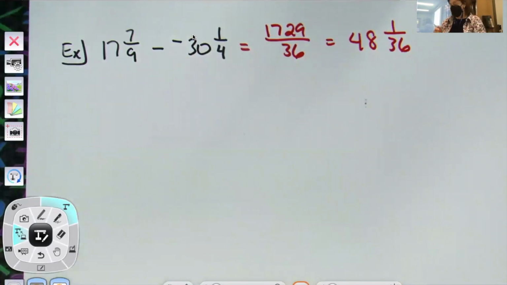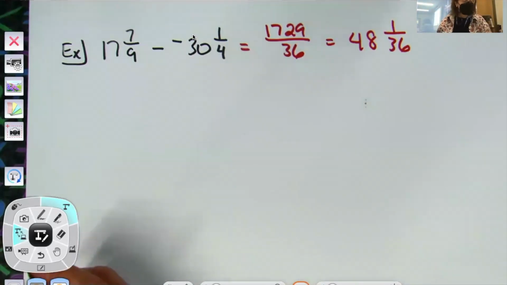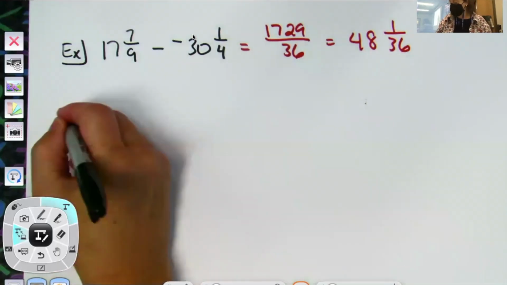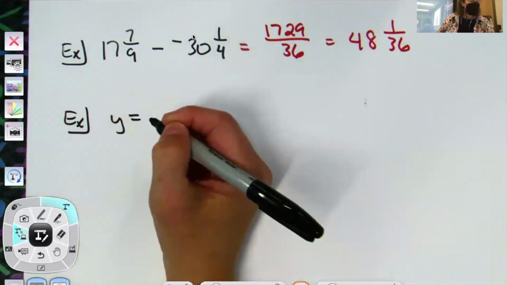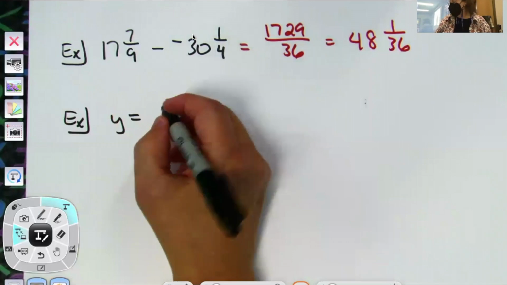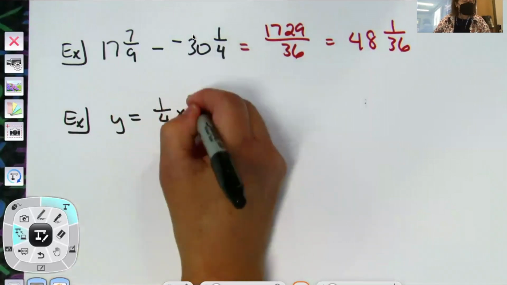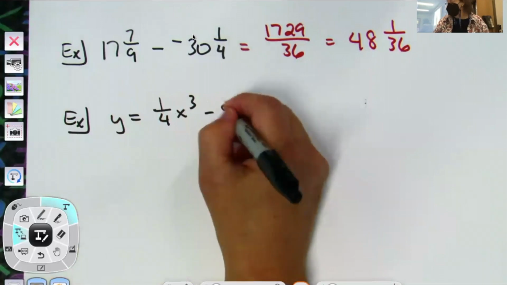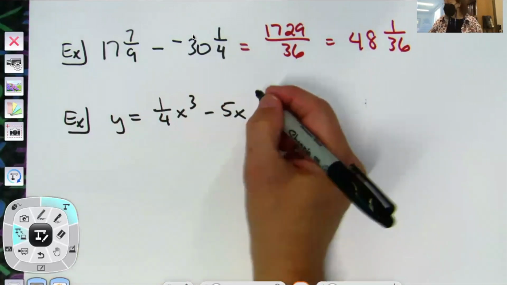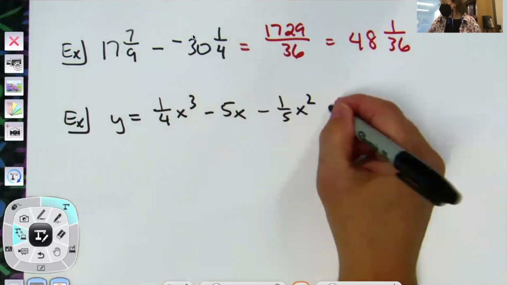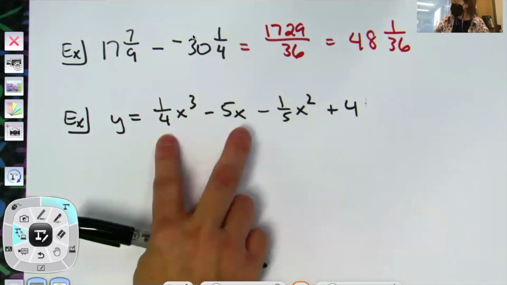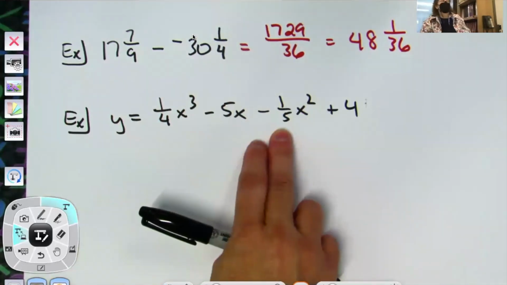Now let's go back to our X and Y intercepts. Let's see what you're going to do with this. Let's do y equals a 1/4 x to the third minus 5x minus 1/5 x squared plus 4. Now let's make sure I didn't screw that up. 1/4 x cubed, minus 5x, minus 1/5 x squared, plus 4.